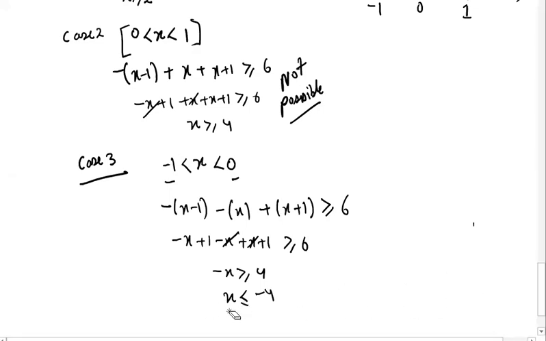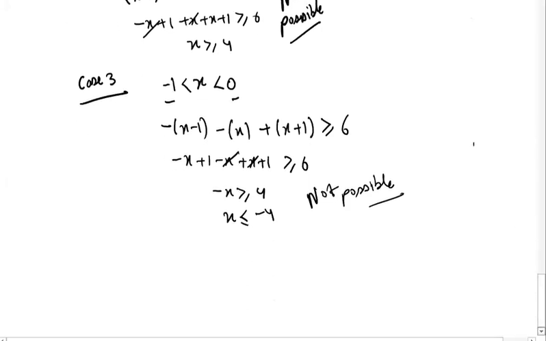Now tell me, will this condition be satisfied? Because x should be between -1 and 0, but here x is less than -4. Will this be satisfied? No. Right? So this is also not possible. Case 2, case 3, not possible. Okay? Got it? Step by step, no issue, step by step.